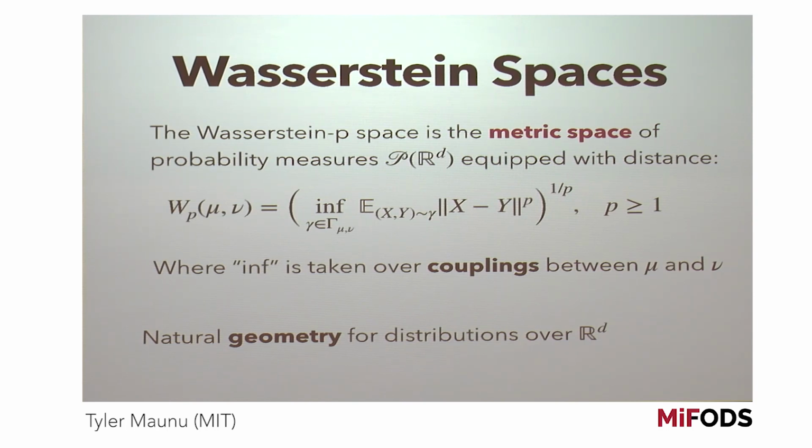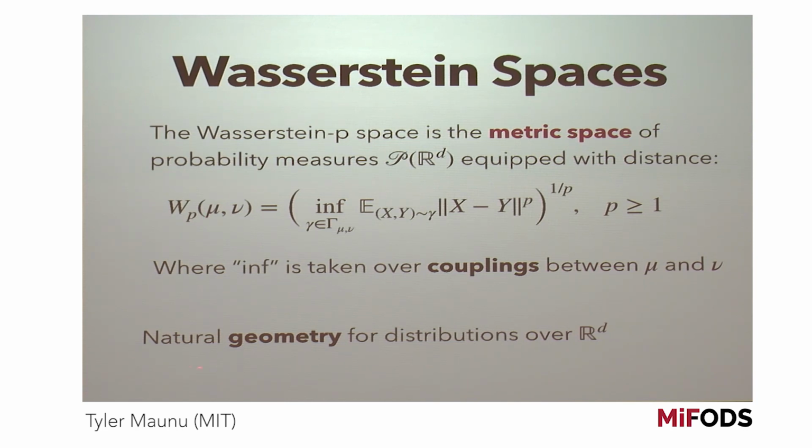Okay, so to motivate more of how we're going to be talking about averages, not in R^d, we need to talk about the Wasserstein spaces. The Wasserstein p space is the metric space of probability measures equipped with this distance. We've seen this distance before. It's basically the infimum over all couplings between two random variables X and Y. This is just saying that X has a marginal distribution mu, and Y has a marginal distribution nu. I want to minimize over all such couplings the expected distance between them raised to the power of p. And this defines the Wasserstein p distance.